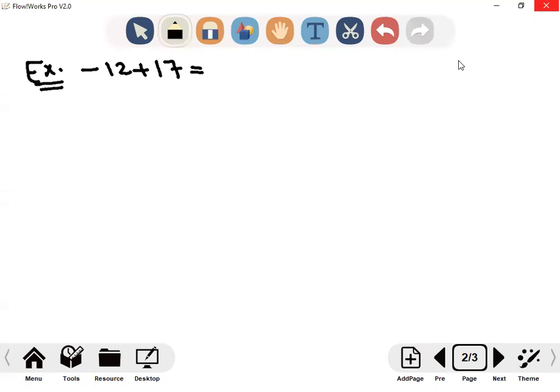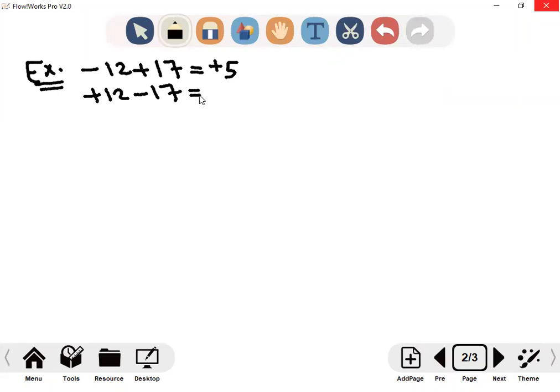We subtract normally. 17 minus 12, 5. Now which is the bigger sign, the negative or the positive? Bigger sign depending on the number. The negative is with what? With the 12, right? The positive with what? So the bigger is the sign with the 17. So what is the answer here? Positive 5. Got it?